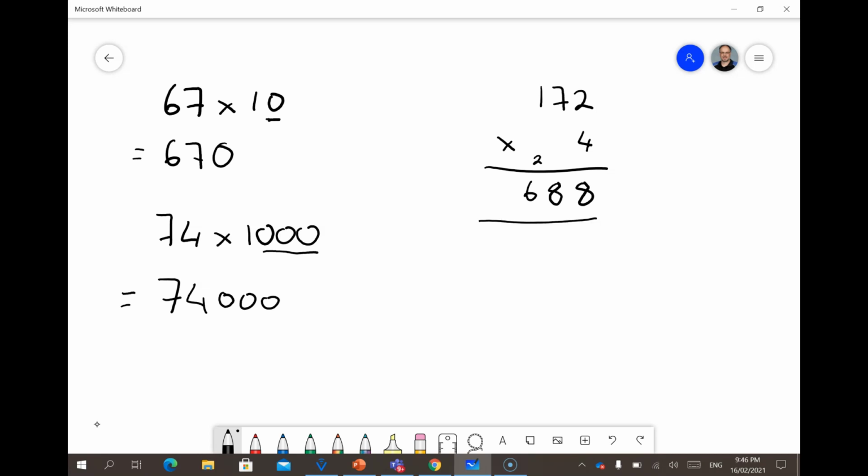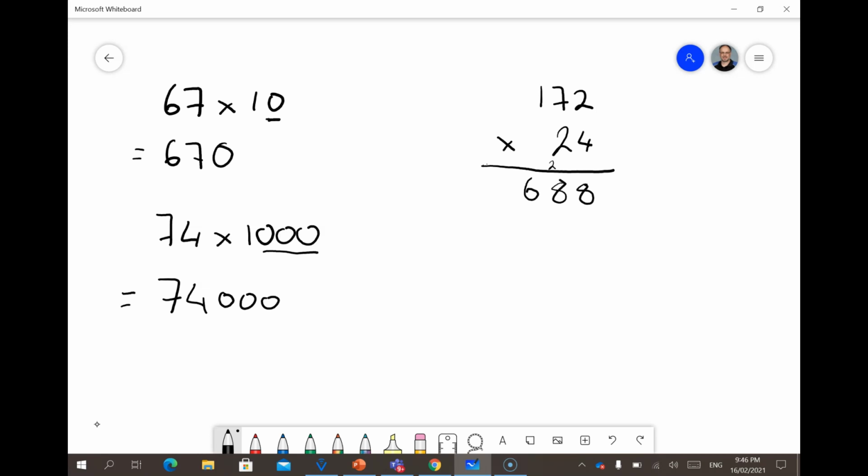But now what we want to do is multiply by a number that is larger than a single digit. So let's instead rub this out, and let's instead multiply this by 24. So the process is the same. We start by multiplying the unit value of our multiplier, so the 4 in this case, by each of the numbers in the number at the top. So same process, 4 by 2 is 8, 4 by 7 is still 28, so we're going to carry that there, and 4 by 1 is still 4, picking up the 2, which still makes 6.